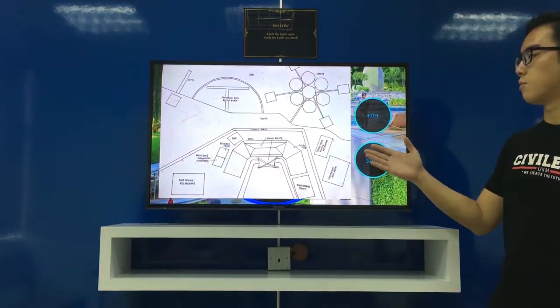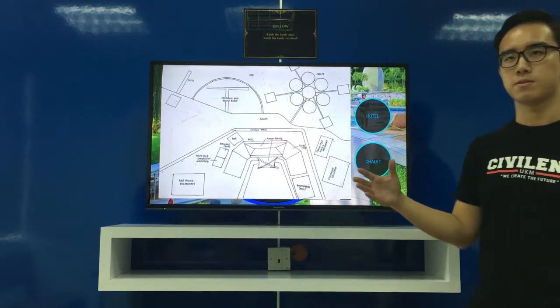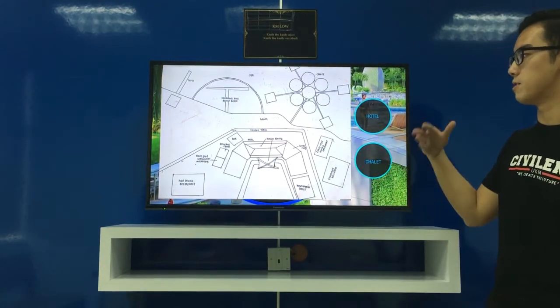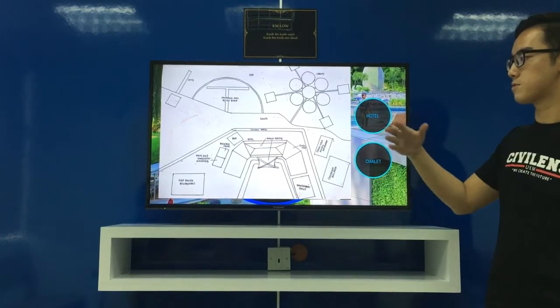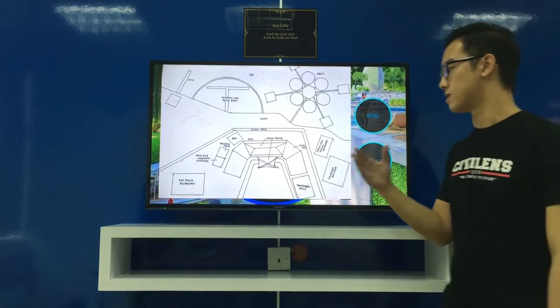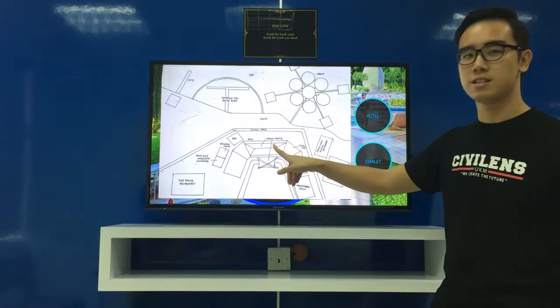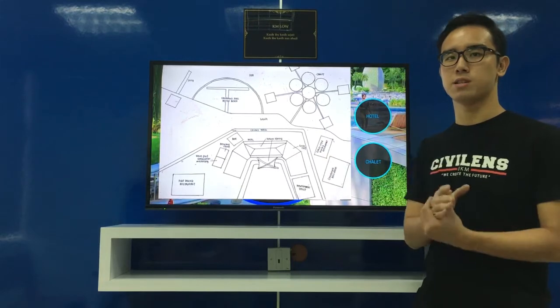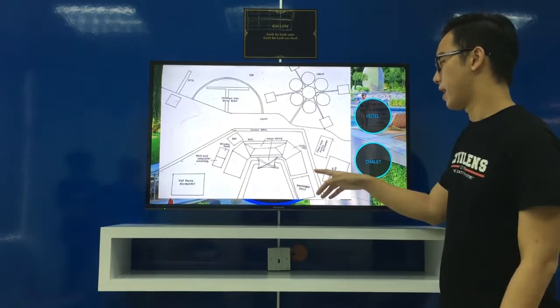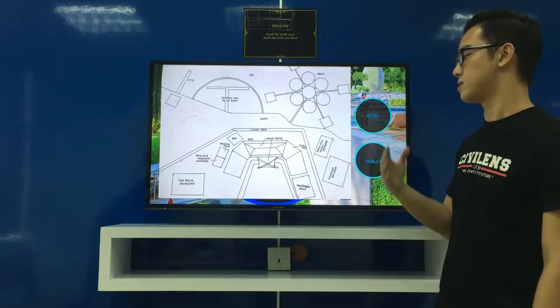Okay, so first, I will discuss the floor plan of our resort. So this is the layout of our resort. The first green concept we are using is natural lighting. As you can see here, we are using natural lighting in the main wing of our resort and also the foyer of our resort. And the second concept we are using is the green roof.